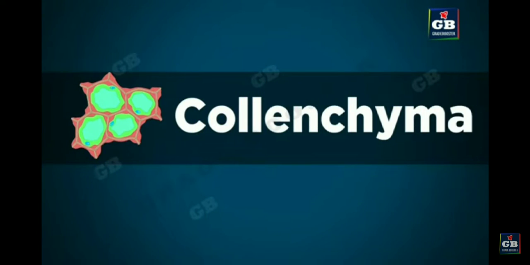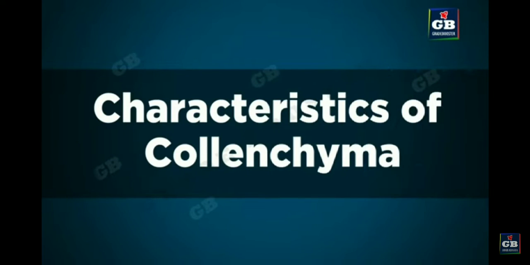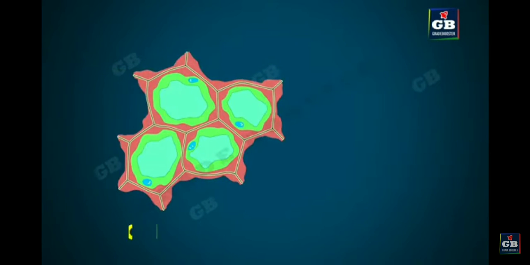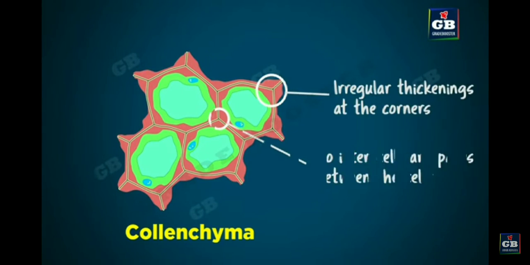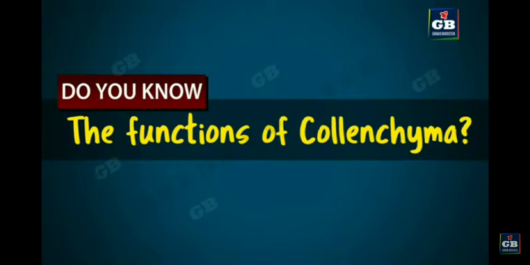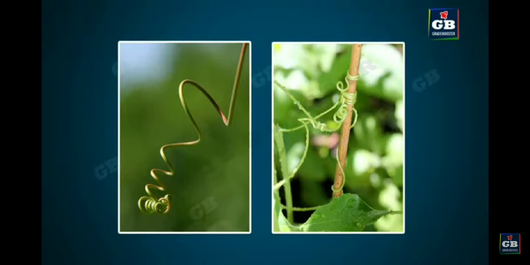Next, we see another type of simple permanent tissue called collenchyma. Characteristics of collenchyma. The cells of collenchyma are living cells. They are elongated cells with irregular thickenings at the corners. The intercellular space between the cells of collenchyma is very less. Now let's see the functions of collenchyma. It gives flexibility to the plant parts like tendrils and stems of climbers without breaking. It also provides mechanical support.